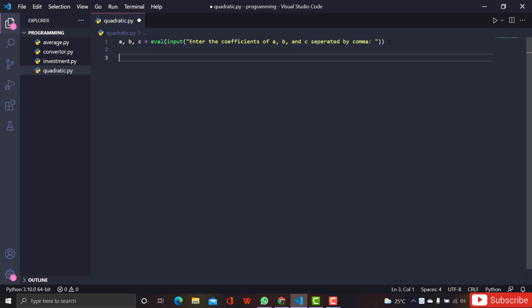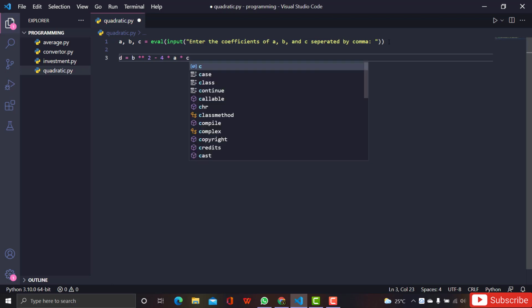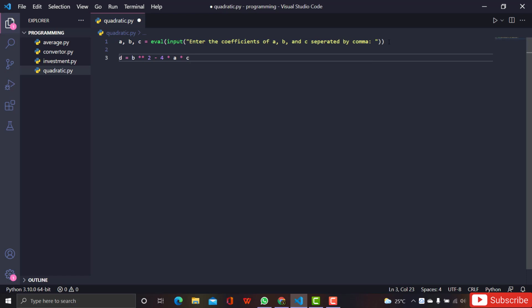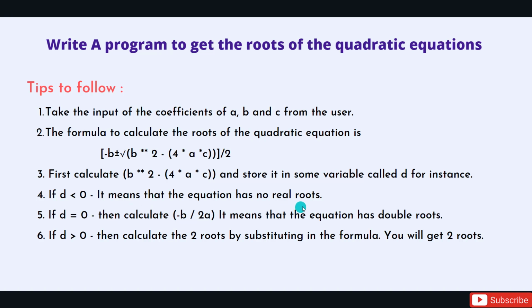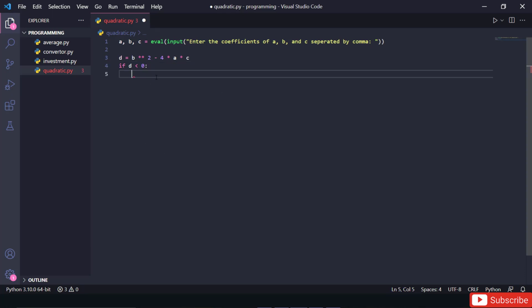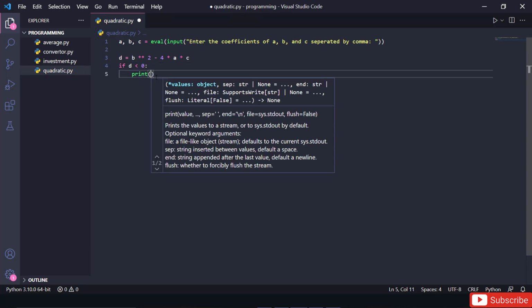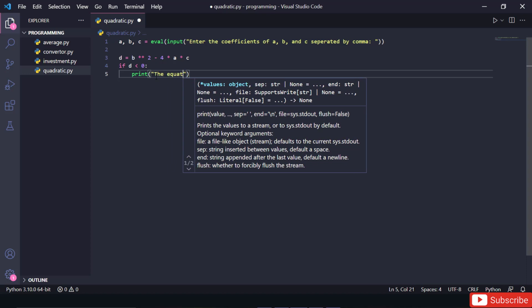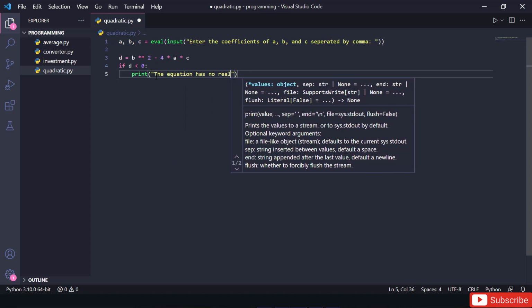Now we have three inputs from the user, and before that we have to find the b squared minus 4ac value. For that, I'm going to create a variable d with the logic b squared minus 4 into a into c, b squared minus 4ac. Right? If d is less than 0, it means that the equation has no real roots. So we're just gonna print the equation has no real roots.